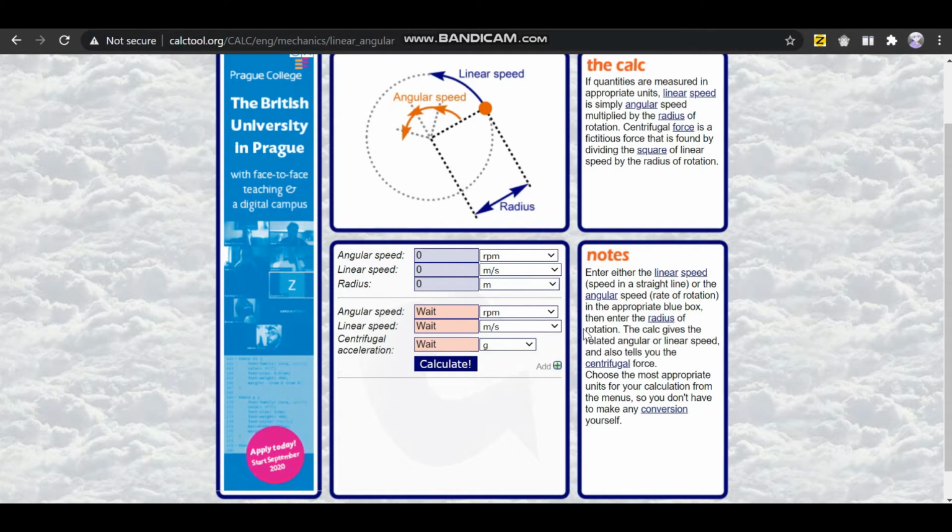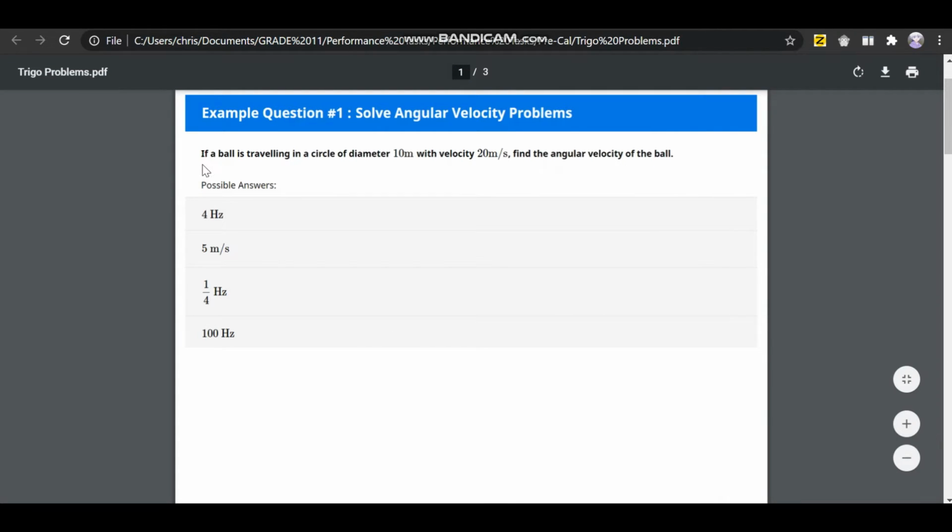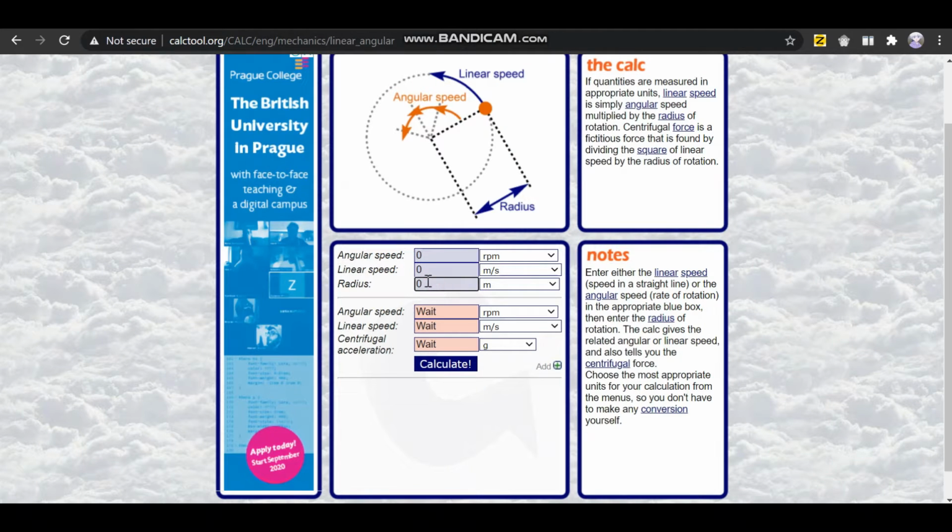So to test this website, let's go and solve a problem. Here we have, if a ball is traveling in a circle of diameter 10 meters with velocity 20 meters per second, find the angular velocity of the ball. First, we all know that diameter is equal to 2 times the radius, so that means the radius is 5 meters. So let's input it there.